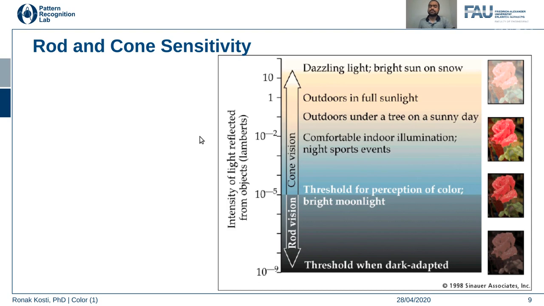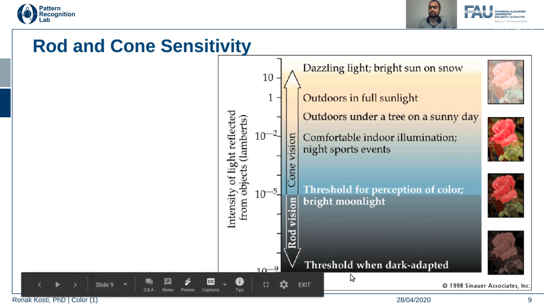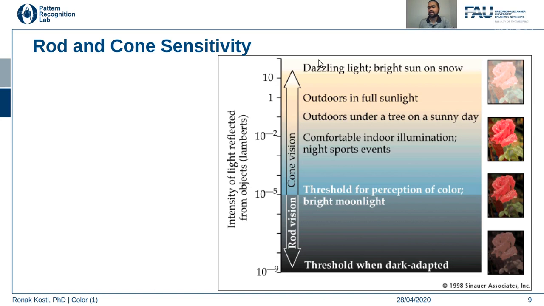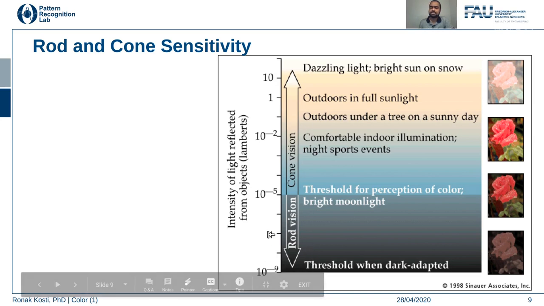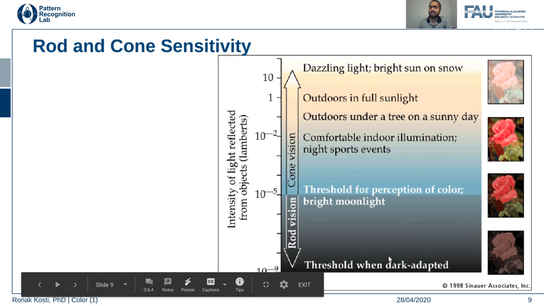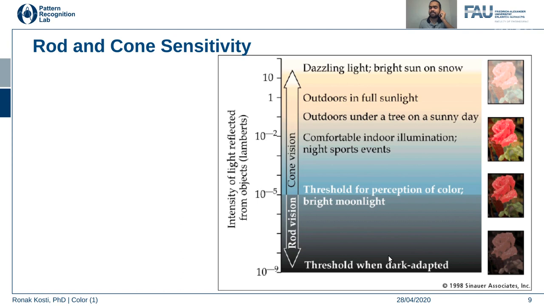This diagram shows how the intensity of the light reflected by objects changes from a lower value to a higher value, and how these intensities are perceived by the cones and the rods. This is the threshold for darkness, and this is the threshold for very dazzling bright sunlight. For very dark situations, the light entering the eye is captured majorly by the rods, because at that time cones are not active. Similarly, as the intensity of the light entering the eye increases, the cone vision comes into play.